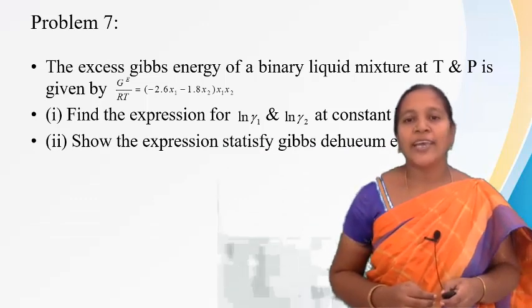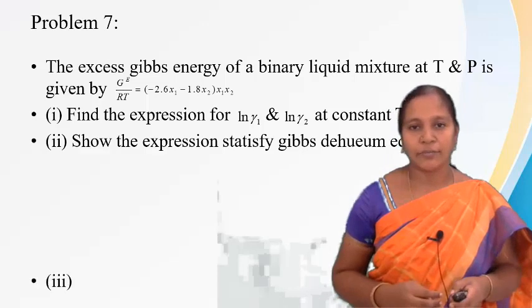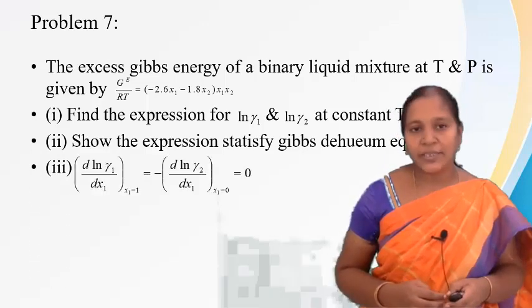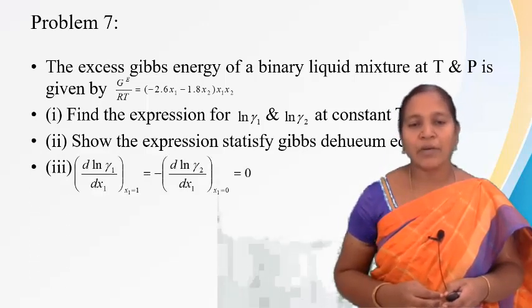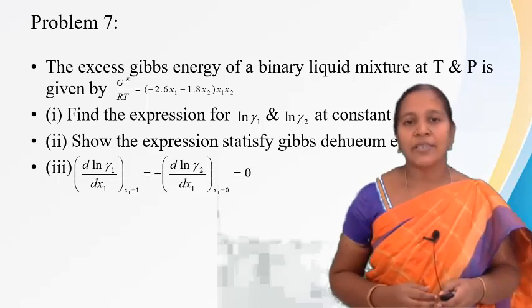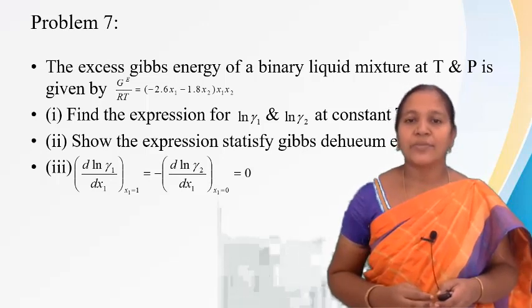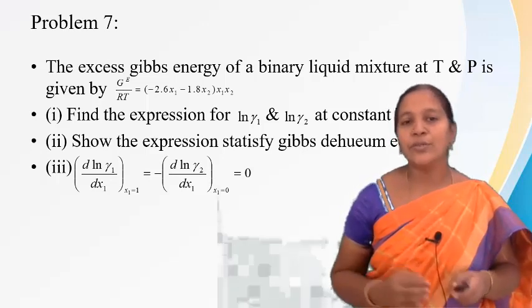Second bit, show the expression satisfies the Gibbs-Duhem equation. And third bit is d ln gamma 1 by dx1 at x1 equals 1 is equal to minus d of ln gamma 2 by dx1 at x1 equals 0 is equal to 0. This is the problem.